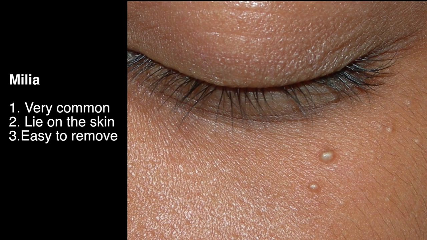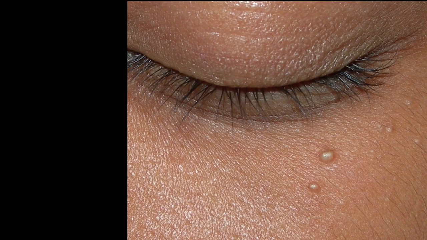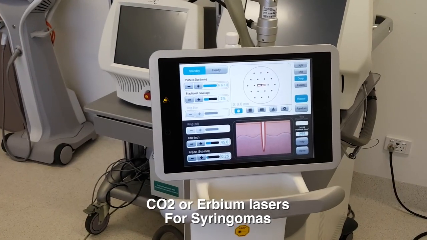Milia are very, very common. They lie on the surface of the skin and they're super easy to remove. In fact, they're so easy to remove, I'll do a little video on just using a simple needle to remove milia. So how do we remove syringomas?